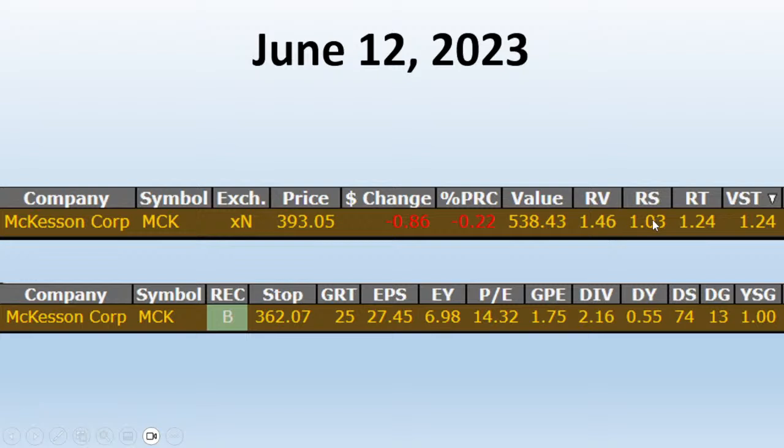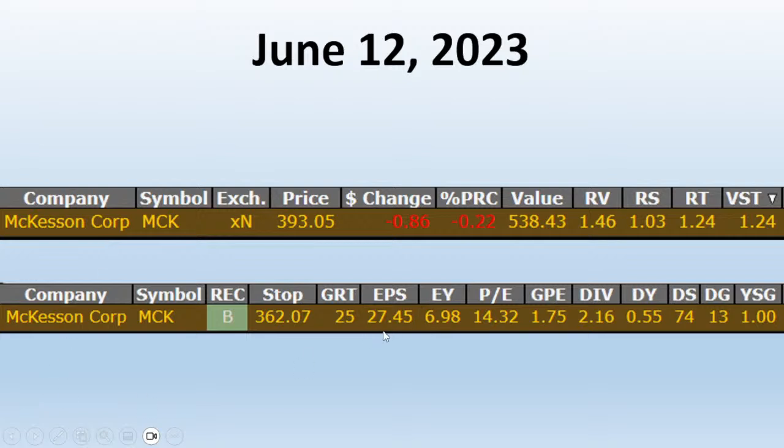Okay? Relative safety is an indicator of risk. It looks at consistency and predictability of financial performance. The stronger the earnings reports, the more consistent and predictable they are, the higher that RS number would go. And if it's above 1, it's good. So we have a fundamentally sound company. So McKesson Corp, if you've never heard of them before, by looking at the price to value comparison and relative value and relative safety, this is a fundamentally strong company.